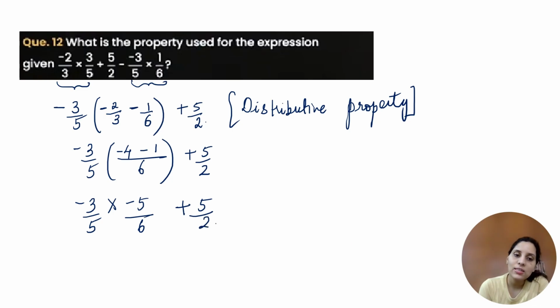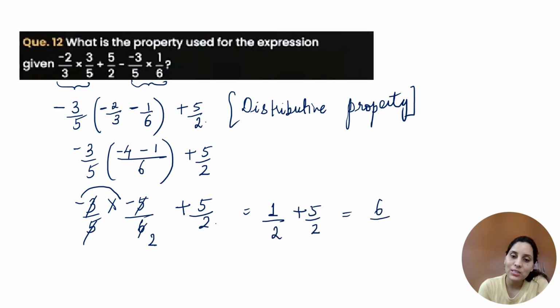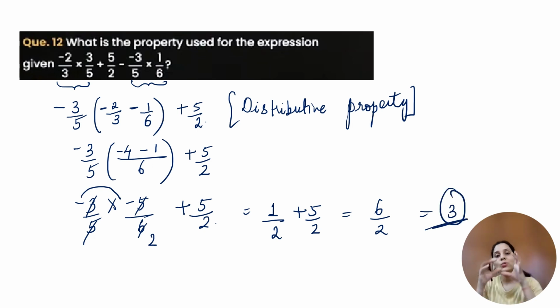So here since it is multiplication, I can reduce. 5 gets cancelled. 3 ones are 3, 2s are 6. So again minus into minus is plus 1 by 2 plus 5 by 2, which is 6 by 2, and your answer is equal to 3. So here using the property I have solved the expression. When you know the properties, your expression will take little lesser time to solve. That is why properties are very important.